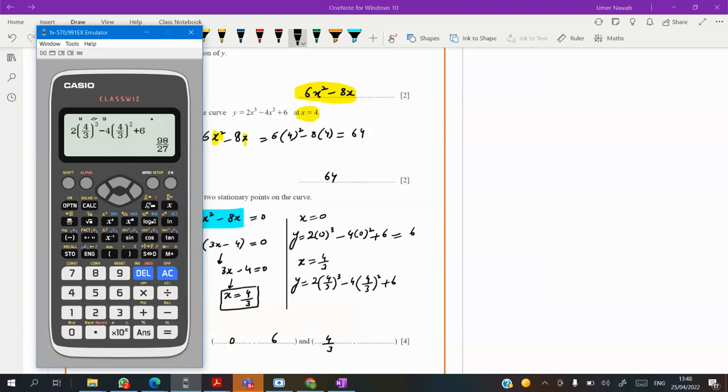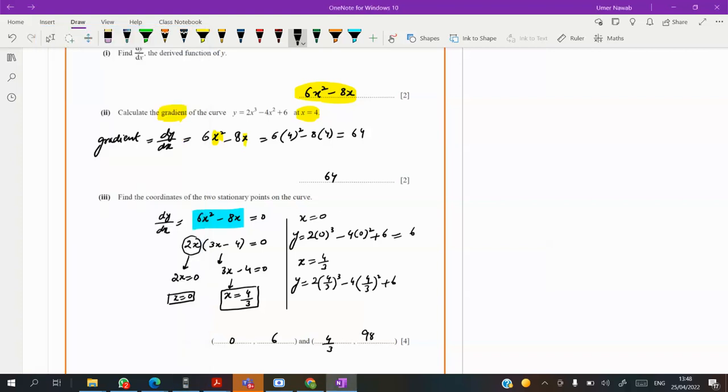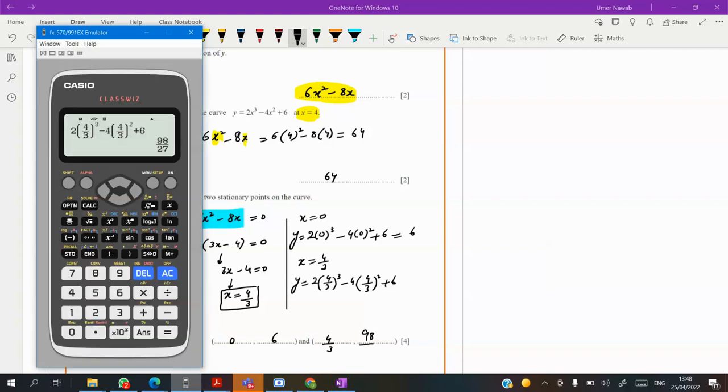I hope everything was right. 98 over 27, we got it. Yeah, 98 over 27.